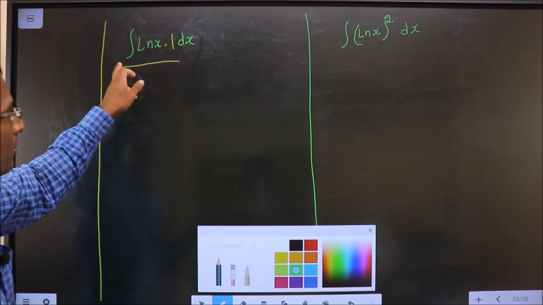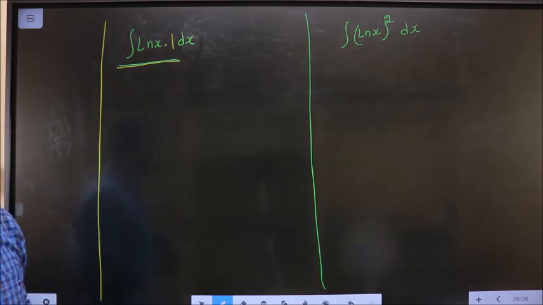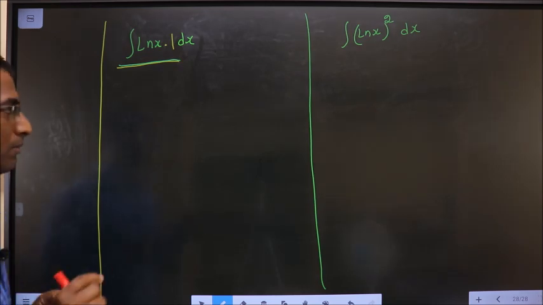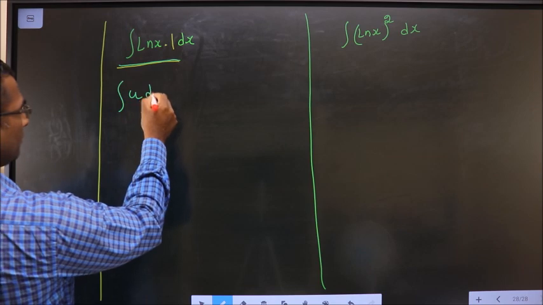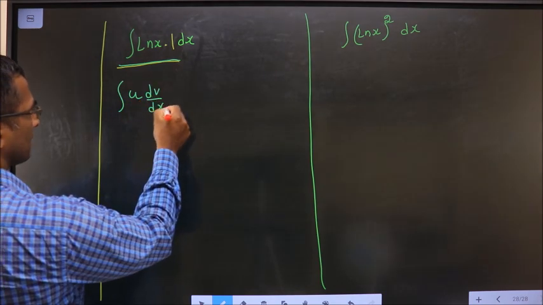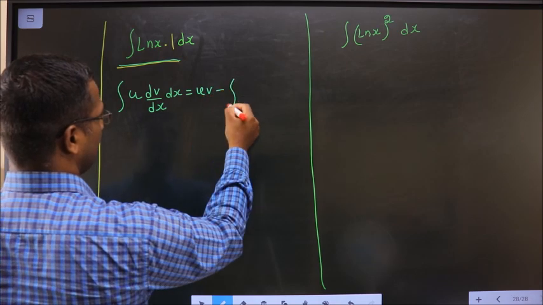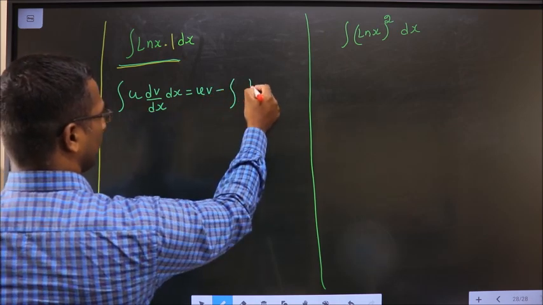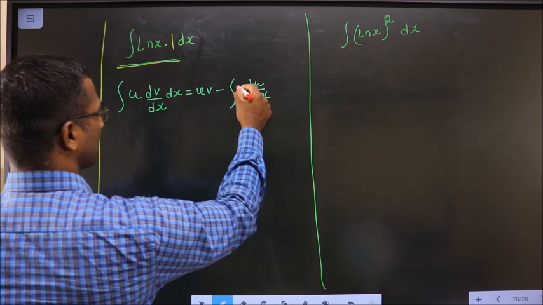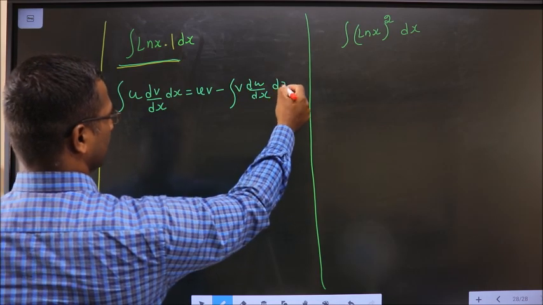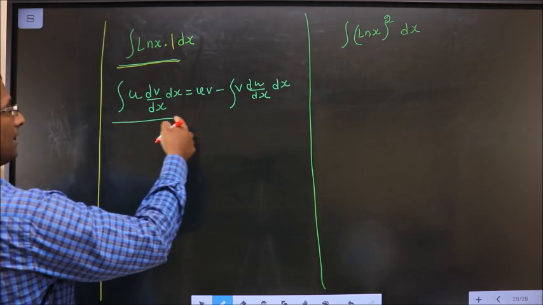Clear? To integrate this one, I will make use of the integration by parts formula, and the integration by parts formula is: integration of u dv by dx is equal to uv minus integration of, here it is u, here you will get du by dx, and here dv by dx, here you will get v dx. Okay, now I equate these two.